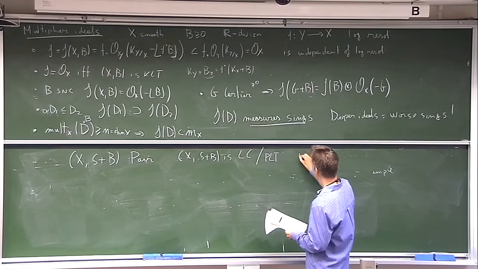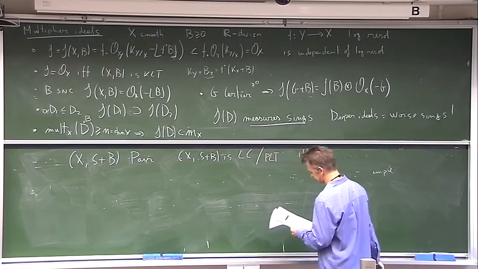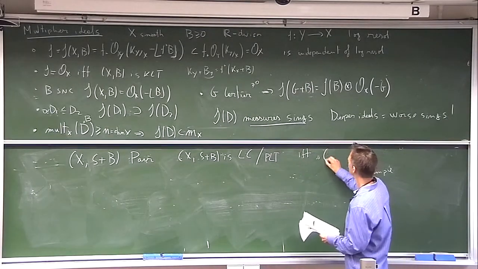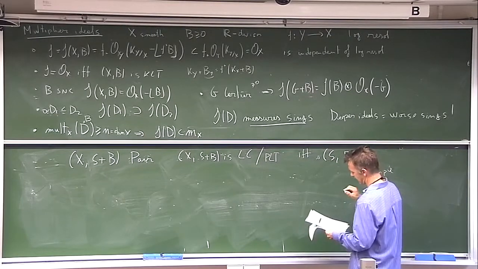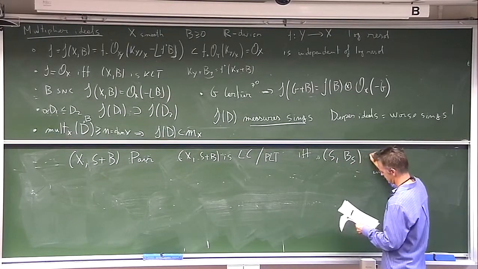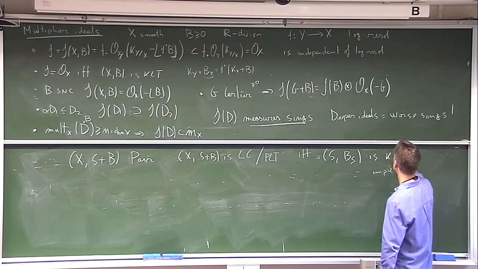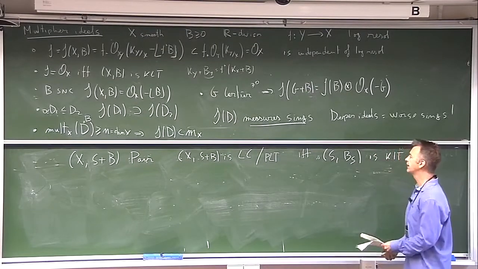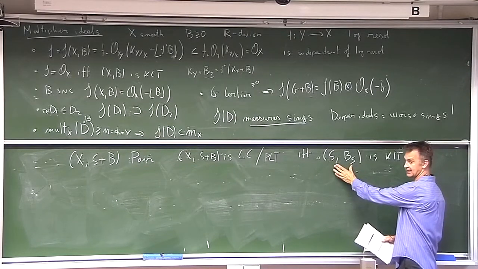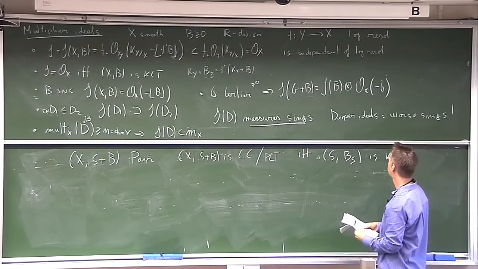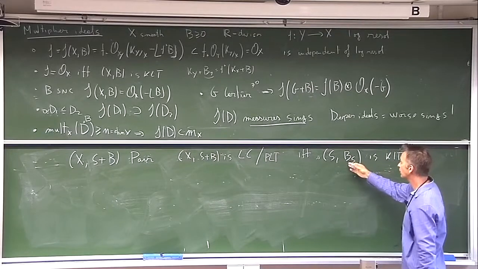If and only if (S, B_S) is KLT. Now you may worry, is S normal? Does this even make sense? So what do I mean by B_S?